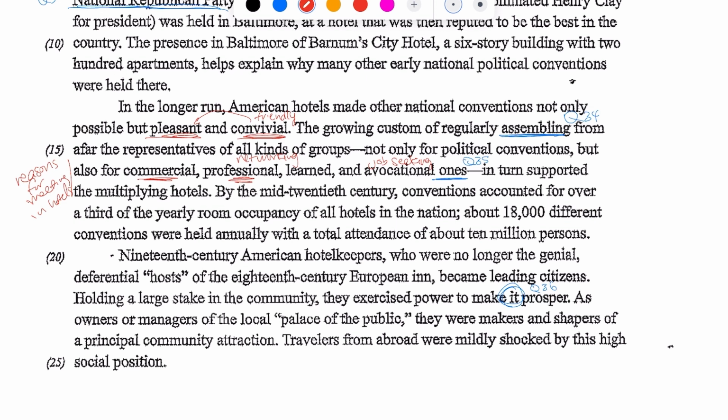So here, because of all these reasons, by the mid-20th century, you have a whole bunch of hotels being occupied. Okay, over 18,000 conventions held annually, and you have 10 million people going. So that's a really big deal. This is the explosion of hotels in the U.S.